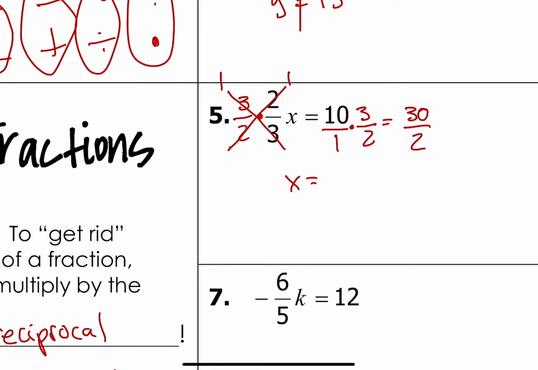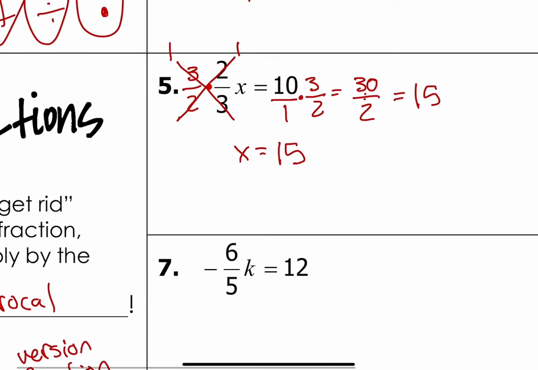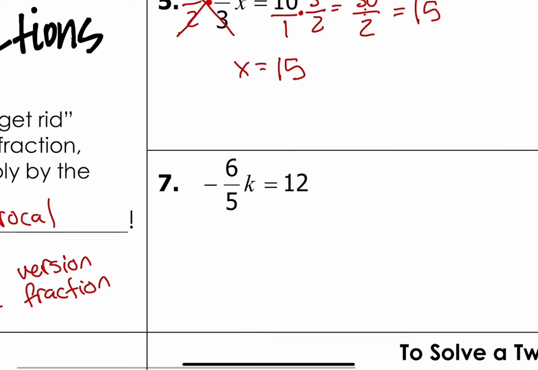Okay, now we got to simplify. Remember what we said before, this fraction sign is the same as the division symbol. So let's divide 30 by 2. That is going to be 15. Therefore, x is going to be equal to 15. Now, I know that was kind of a lot, but that was actually only one step. So let's do one more of these just so that we can see what's going on here.